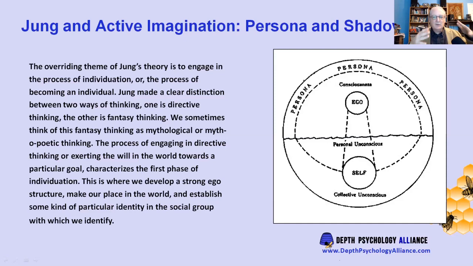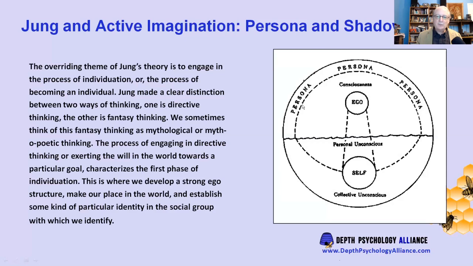We develop an ego. We separate it to whatever degree we can from the unconscious. We separate from our families, from our parents. We develop a role in the world. And as we develop that role, we develop a mask, or what Jung called a persona.